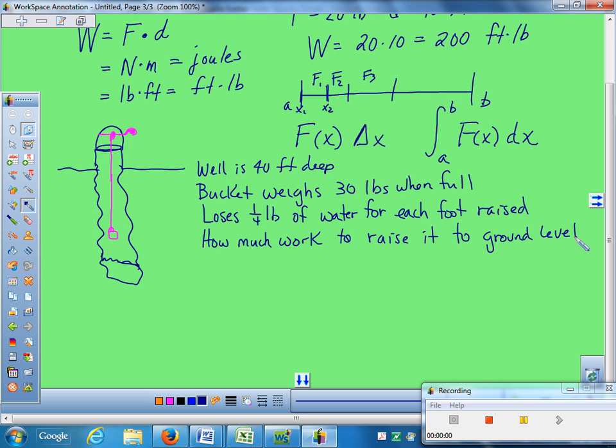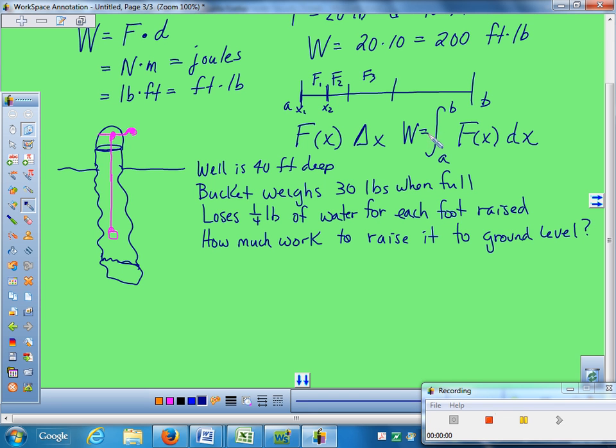I'm not worried about that extra little distance. I just want to get it back to ground level here. Okay, so the formula I gave you isn't particularly useful. You need a formula for the force. It drops 1/4 pound per foot. Okay, because I'm losing, X is going to be then my 30 minus 1/4 X.